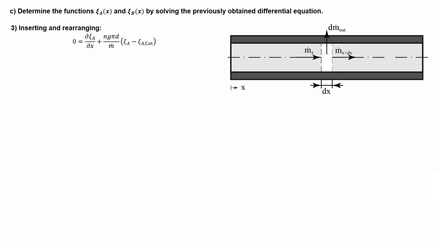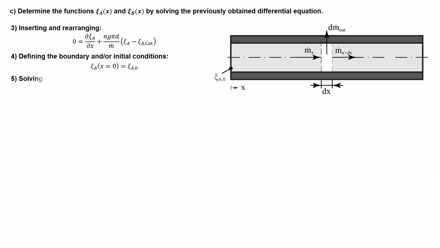In the third task, we are asked to determine the functions that describe the mass fractions of component A and B in the axial direction. These functions result from solving the previously determined differential equation. Since in this equation the mass fraction had been differentiated once with respect to x, we need one boundary condition. Within the task description, the inlet mass fraction is given, which we can use to define the boundary condition at x equals 0.